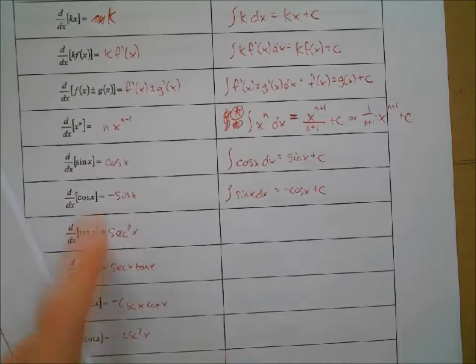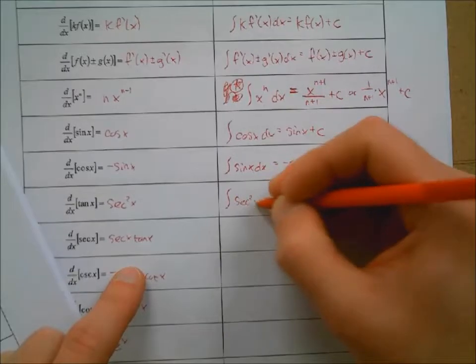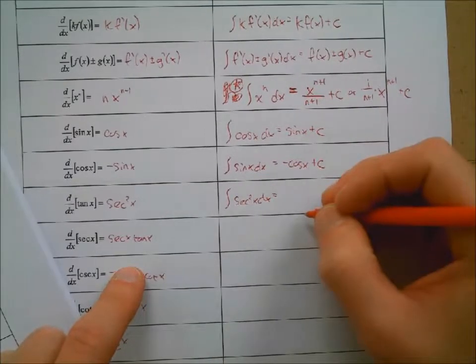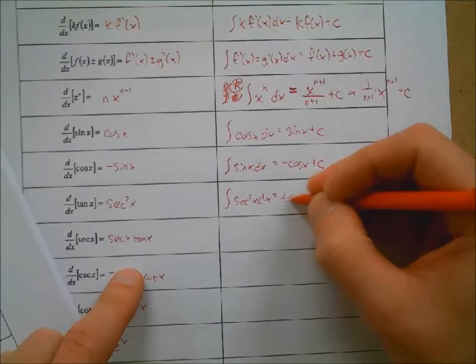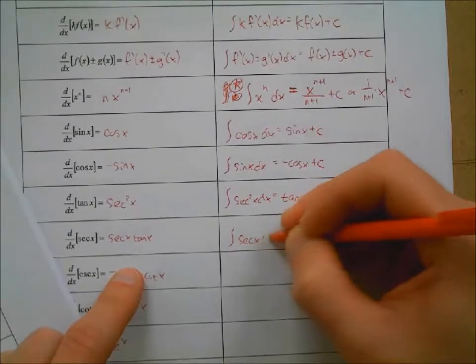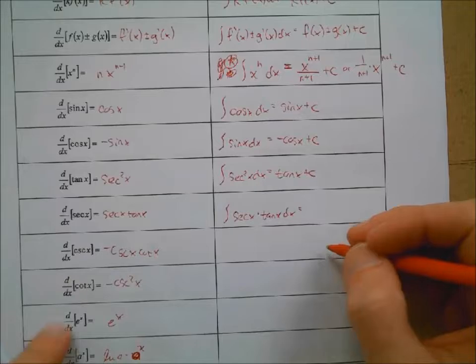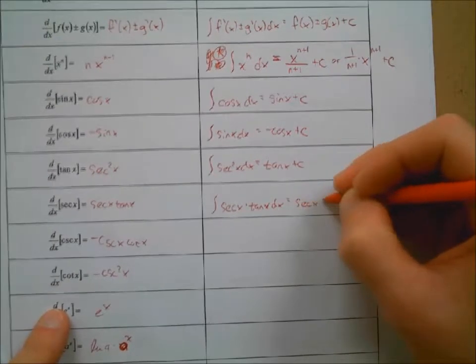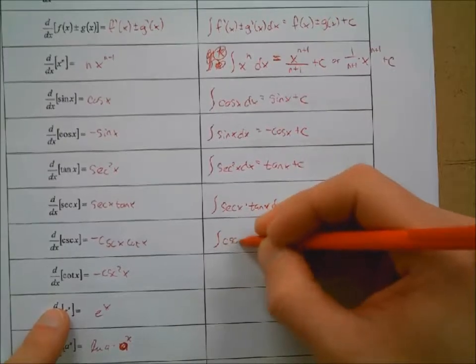If we integrate secant squared of x with respect to x, then we should get what? Tangent of x plus c. And if we integrate secant of x times the tangent of x with respect to x, then we should get what? Secant of x plus c. If we integrate cosecant x cotangent x, question?